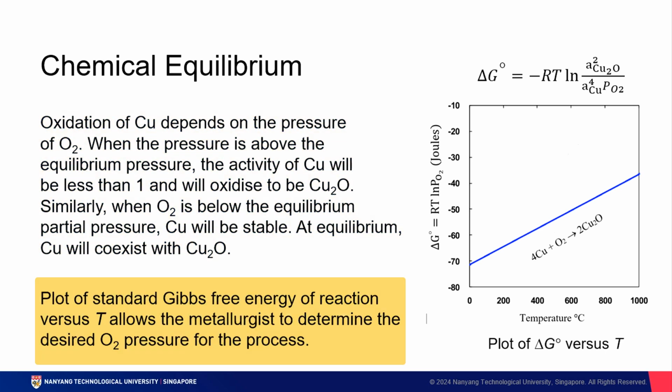This graph is a plot of the standard Gibbs free energy of reaction versus temperature, which allows people like metallurgists to determine the desired O2 pressure for any kind of process that they want. So remember that T can change. To maintain equilibrium, P must change and so must delta G naught. So here, this line represents the equilibrium condition for copper and copper oxide.